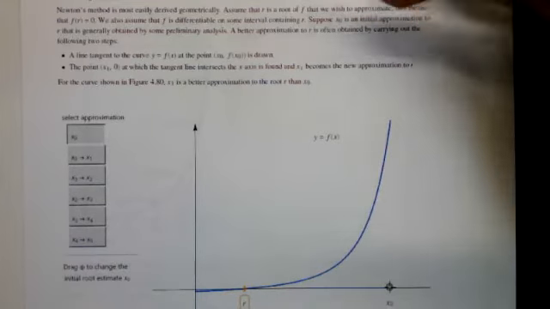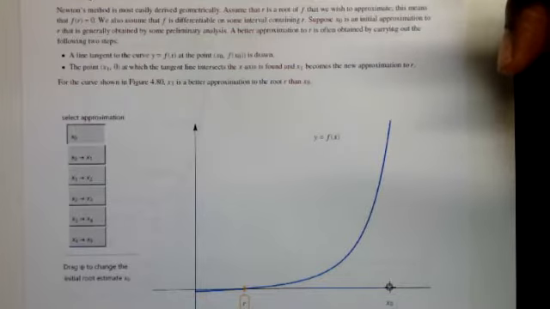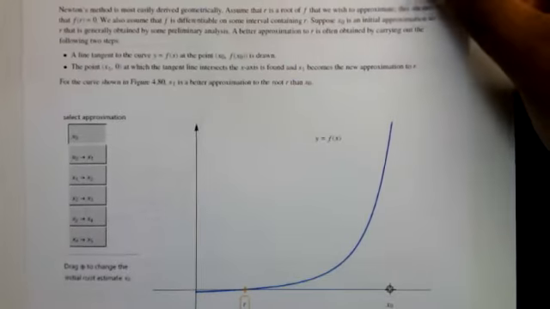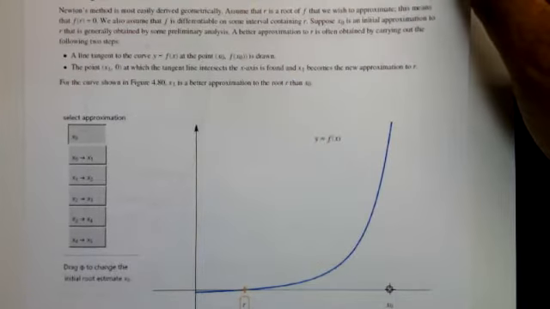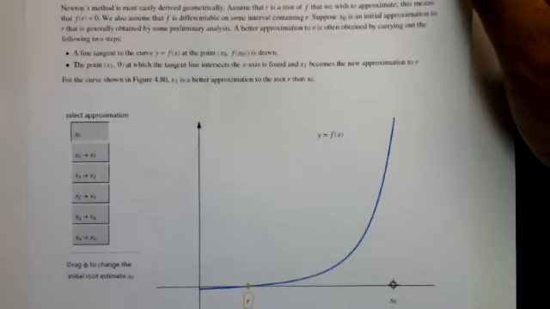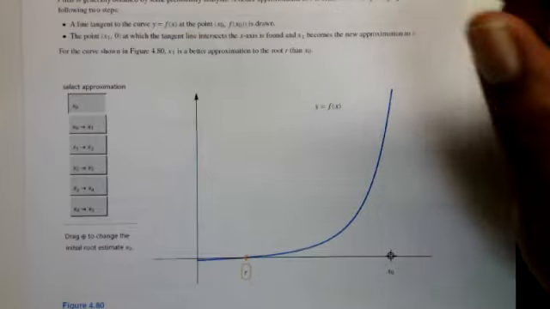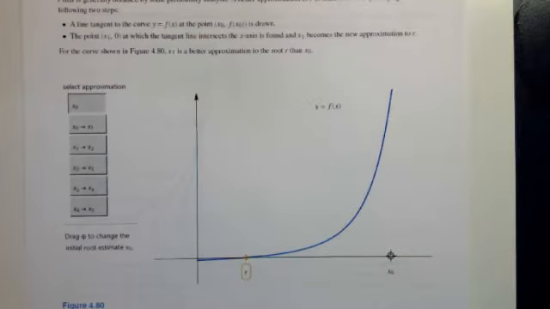Let's say x0 is an initial approximation to r that is generally obtained by some preliminary analysis. The best approximation to r is often obtained by carrying out these two steps. One, the line tangent to the curve y equals f of x at the point x0, f of x0 is drawn. Then the point x1, 0, at which the tangent line intersects the x-axis is found, and x1 becomes the new approximation to r.